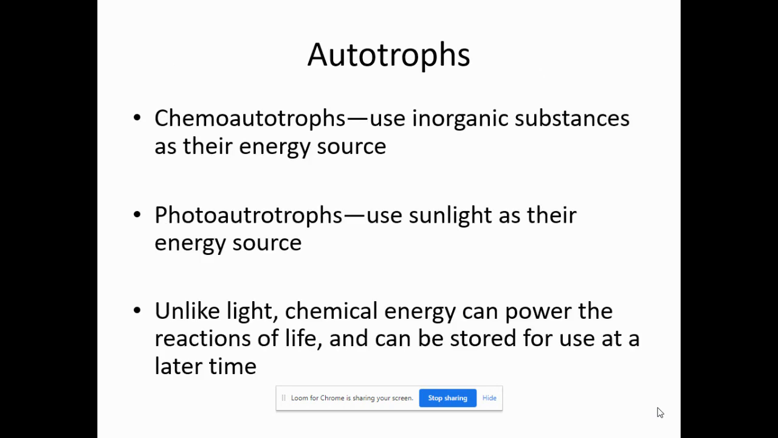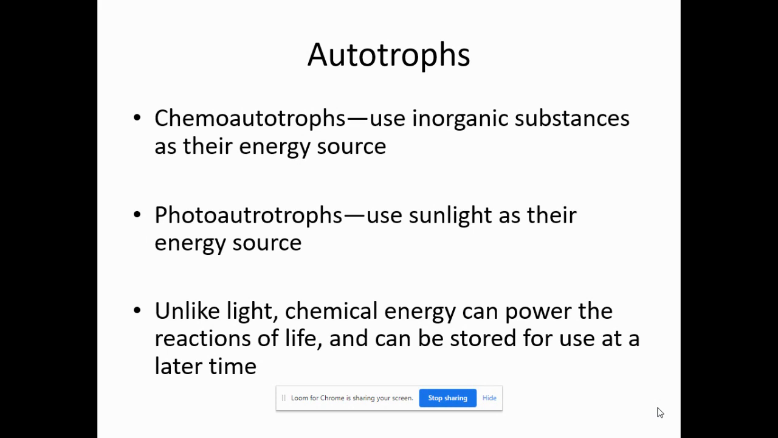Now you have different types of autotrophs. You can have chemoautotrophs. Okay, chemoautotrophs, they use inorganic substances as their energy source. Okay, a lot of times you will see chemoautotrophs in areas that the sun or light from the sun doesn't reach, because the other type of autotrophs are photoautotrophs. Okay, and photoautotrophs use sunlight as their energy source.